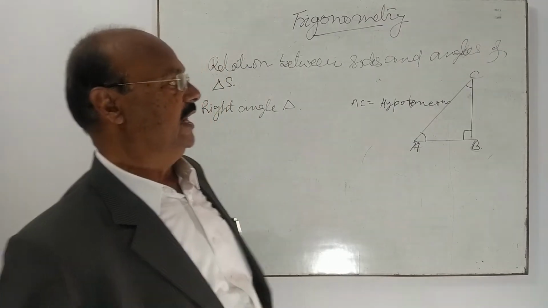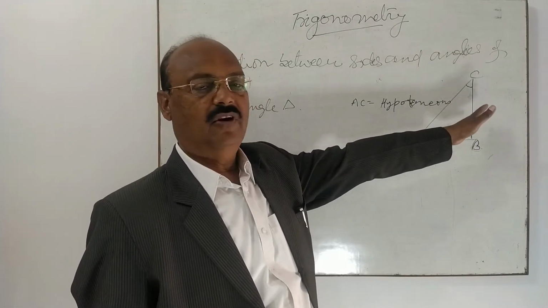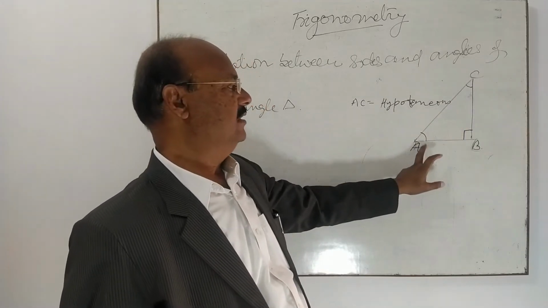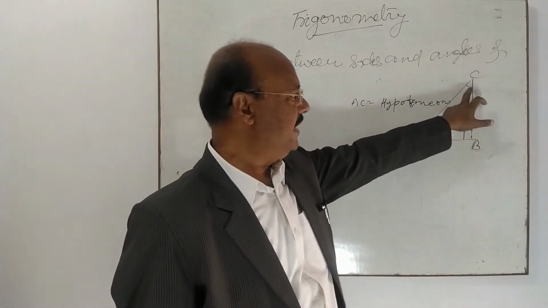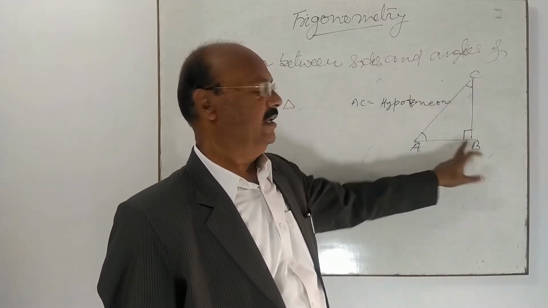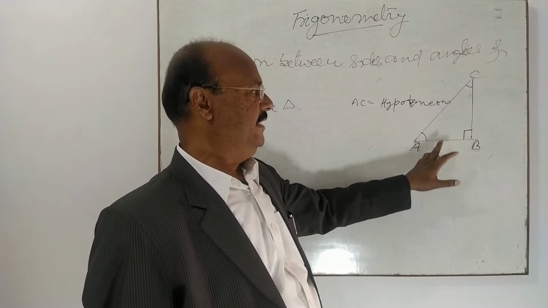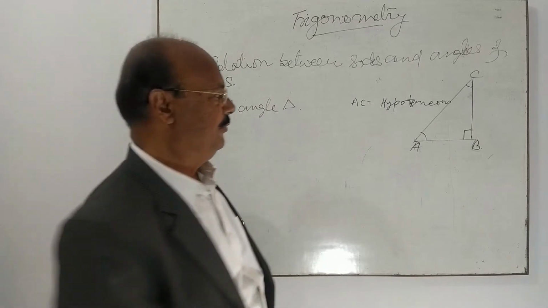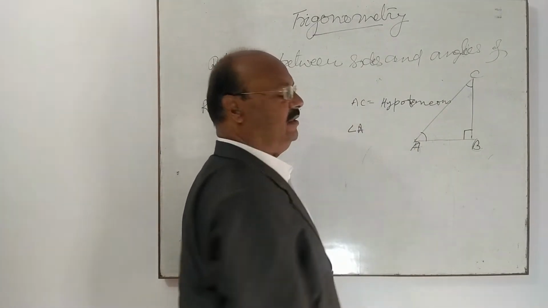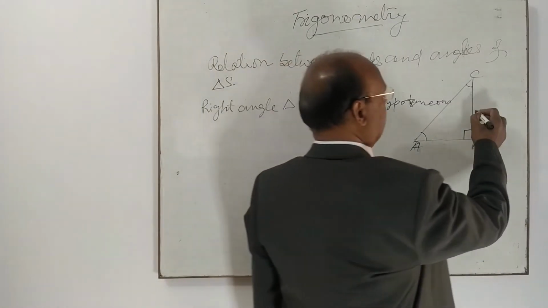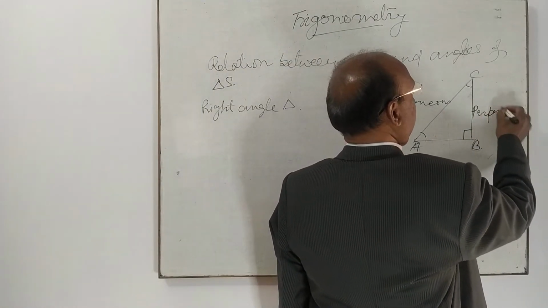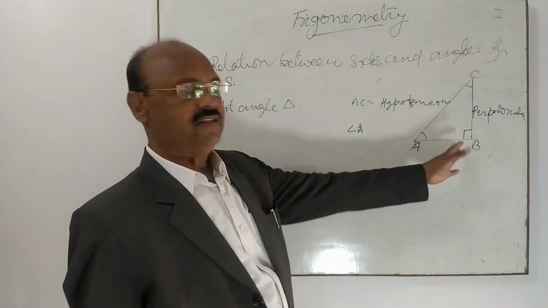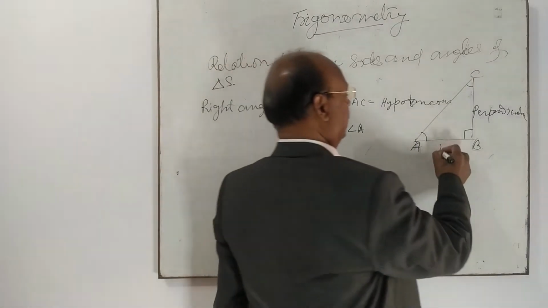And which side is perpendicular? Sometimes we confuse that this vertical side is always perpendicular. Not necessary. This side BC is perpendicular only when we consider this angle A. But when we consider this angle C, then perpendicular is AB. So clearly, the side opposite to the acute angle under consideration is perpendicular. So if you consider angle A, then side BC is perpendicular. And the remaining third side is the base.